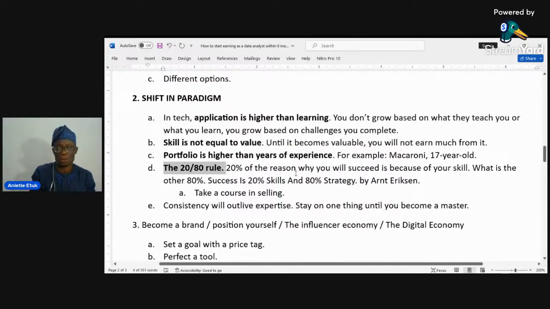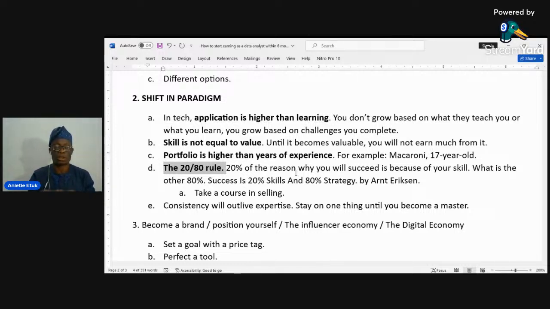Now, in the 80-20 rule, 20% of the reason why you will succeed is because of your skill. This is one of the first things I learned when I started out many years back, that when it comes to success, your skill will contribute only 20%. Different persons have done research and write-ups on this, but one Erickson said the other 80% is strategy.